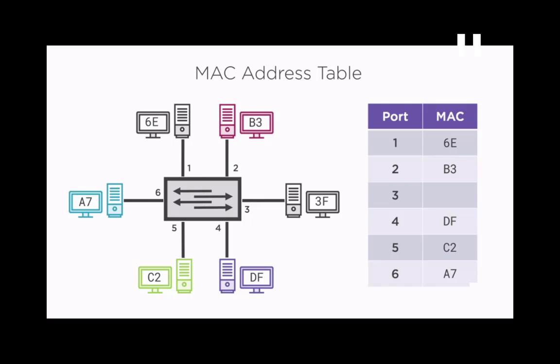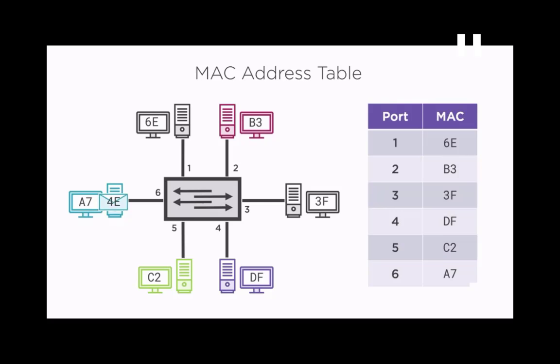So if A7 would like to communicate with 3F, it will look for a 3F entry in the MAC address table, but it doesn't find any entry related to 3F. In this case, it will send the traffic to all the ports except the A7, and the port which has the address 3F will respond to the switch, and the switch will go back to the A7. The circuit will be established between the A7 and 3F, and at the same time the MAC address table is populated again with the 3F MAC address. So the communication is happening in this way.